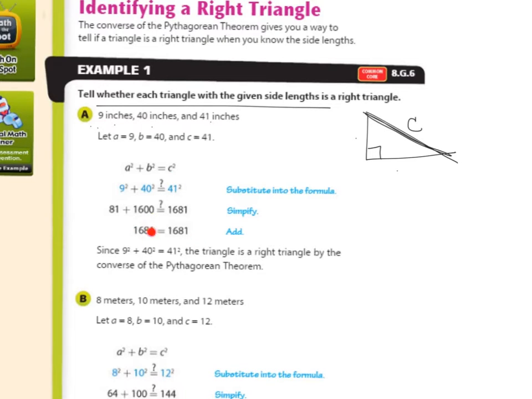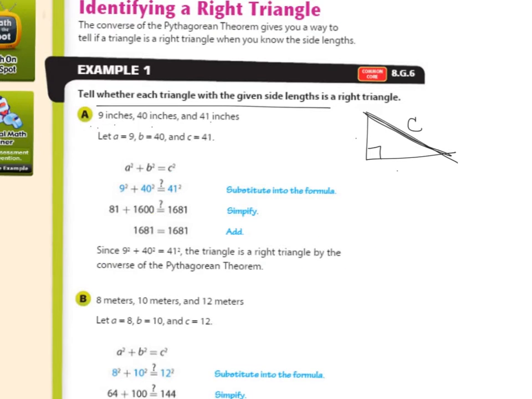So a squared plus b squared does in fact equal c squared. So since it is true, and satisfies the Pythagorean theorem, the converse of the Pythagorean theorem, it is a right triangle.